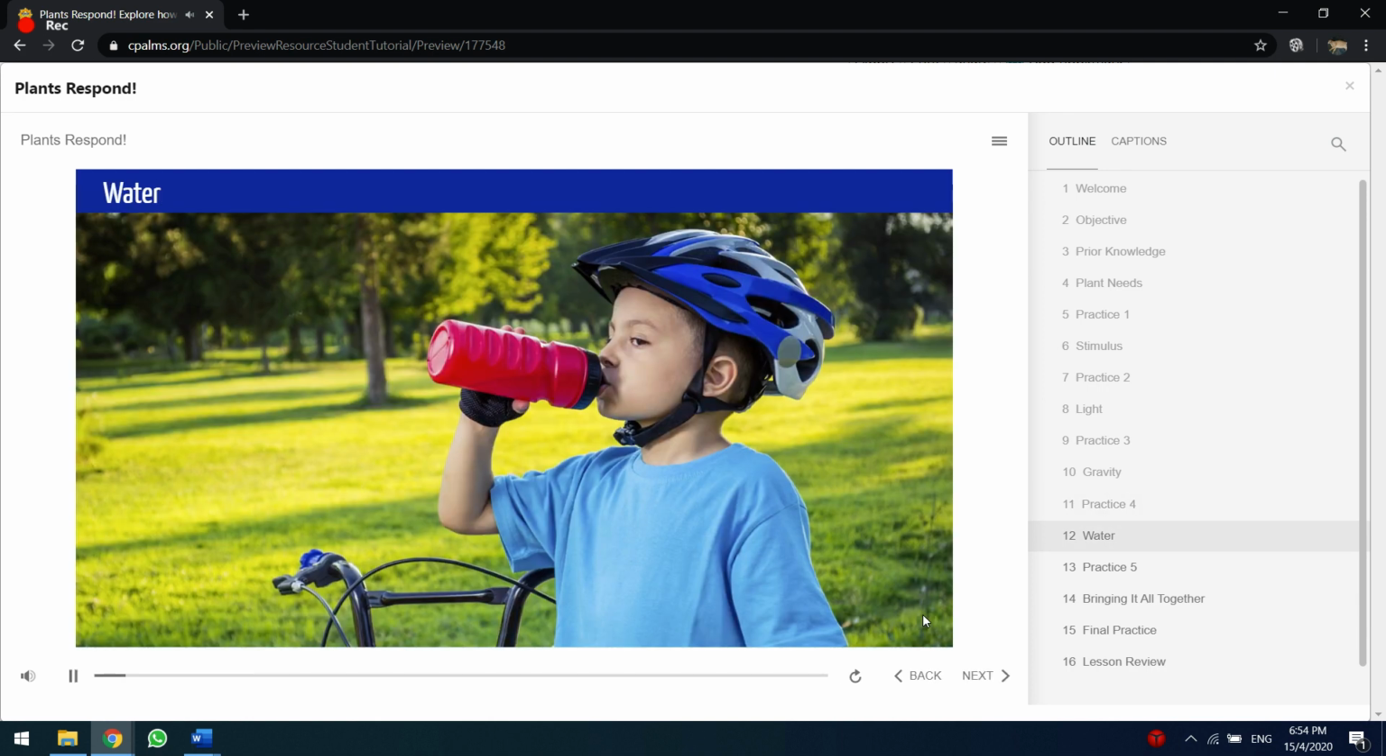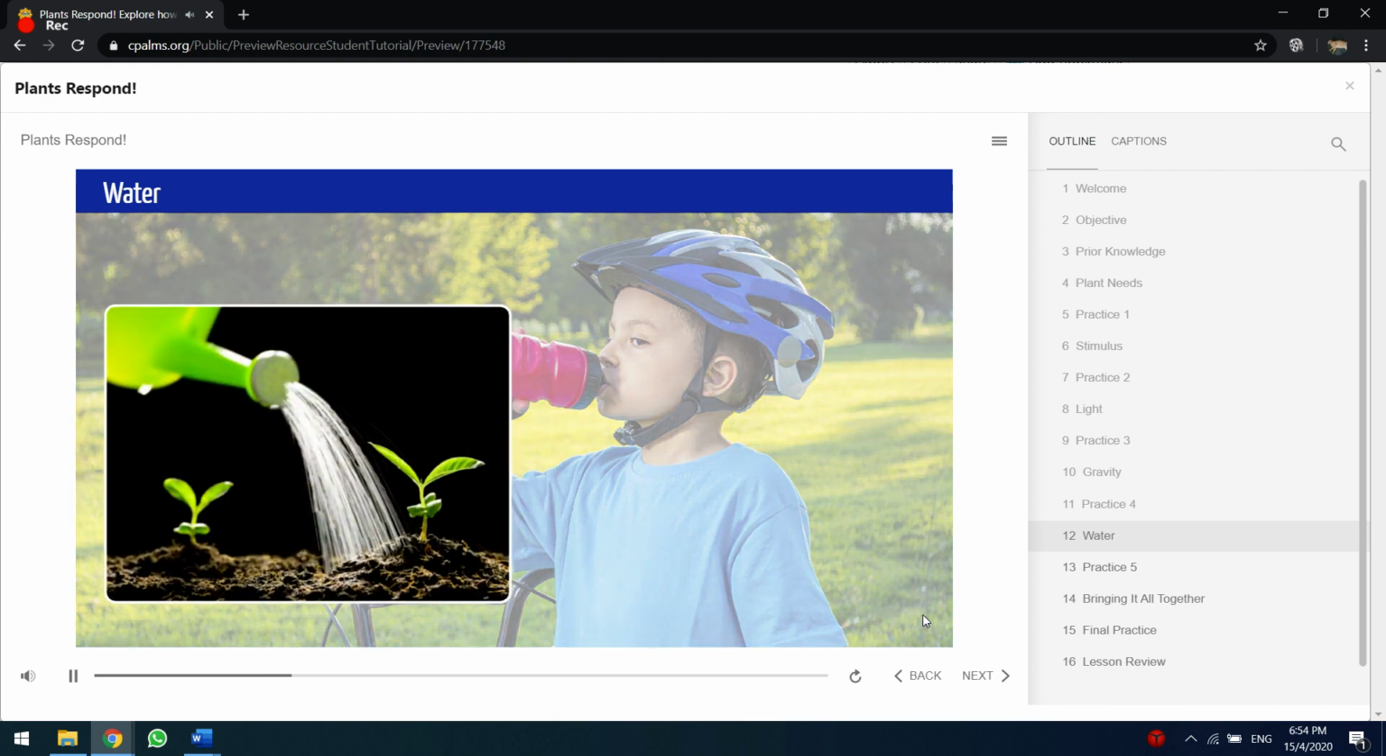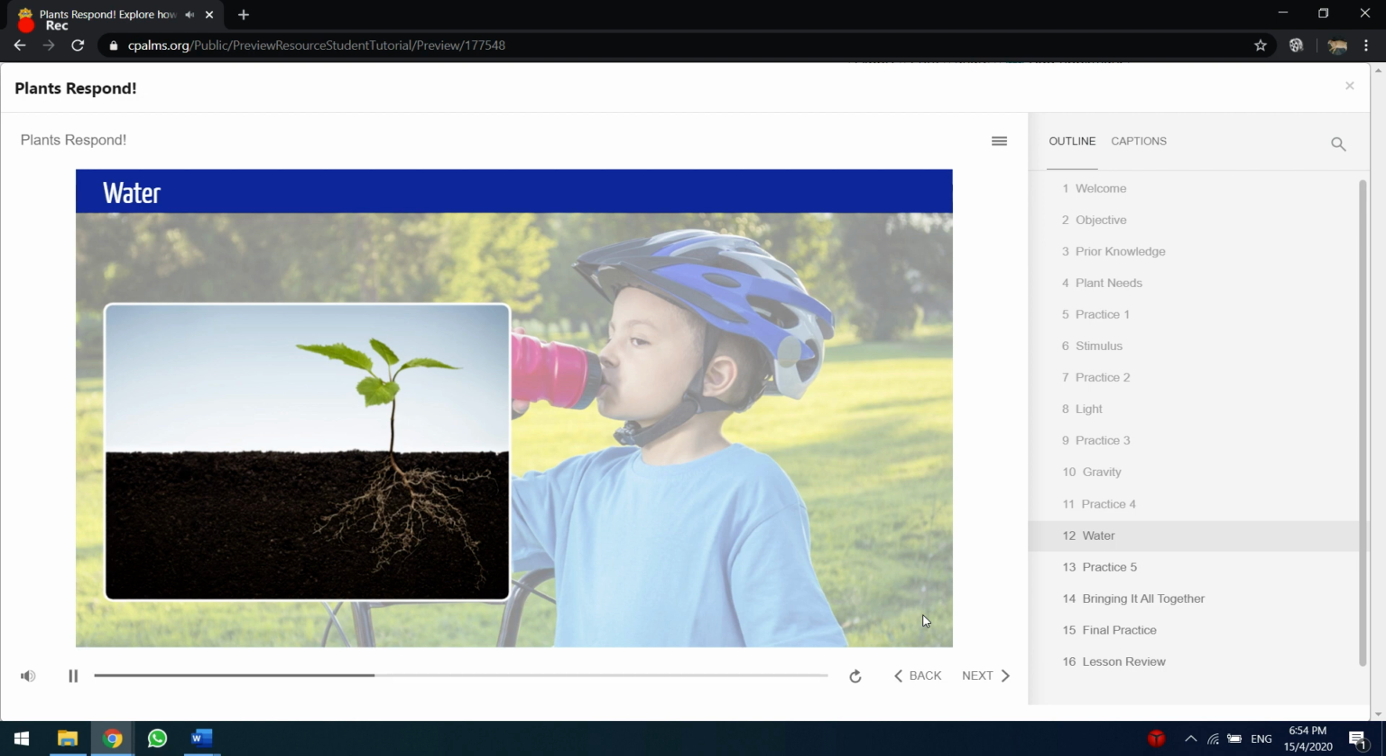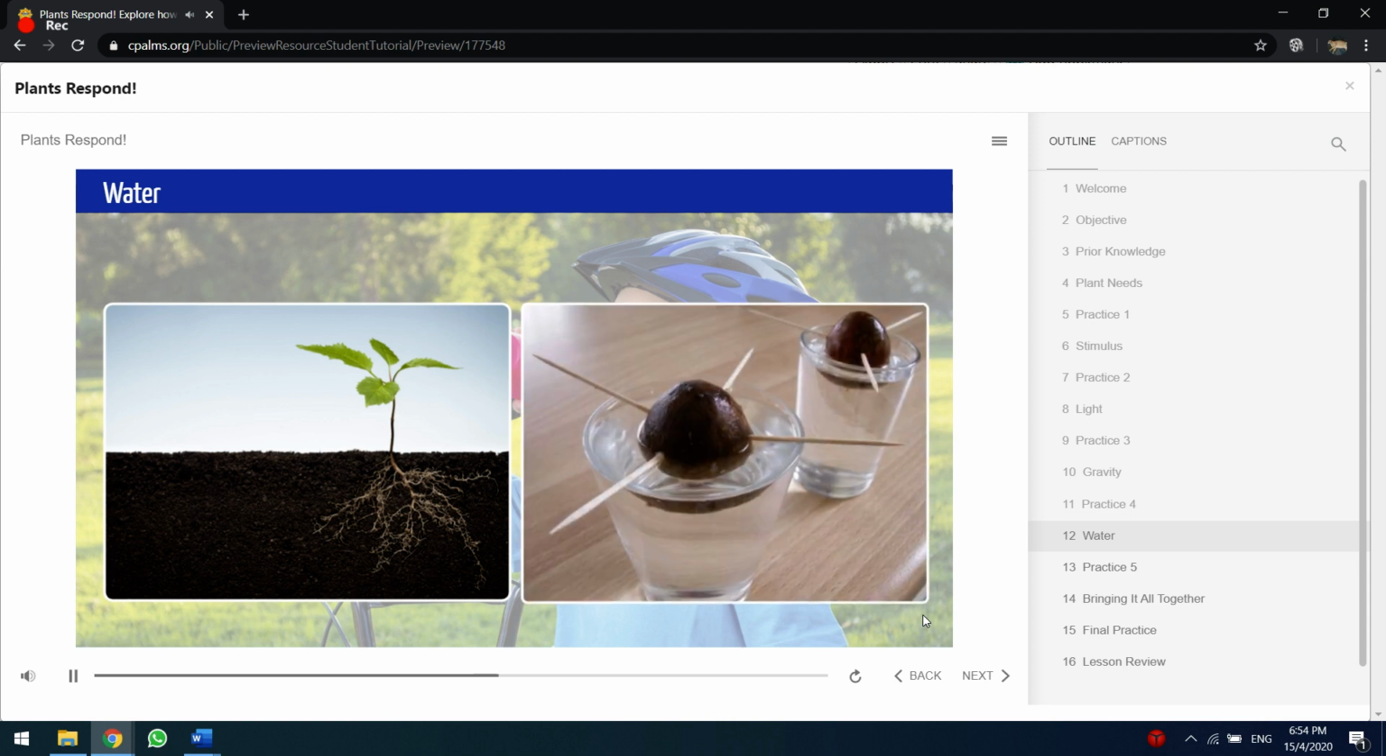We know water is essential for all living things to grow and survive. Drinking water is very important, especially when you're exercising. Plants need water just like we do, so they will respond to the presence of water. Plant roots will grow and stretch out in the ground as much as possible to absorb the water they need to survive.